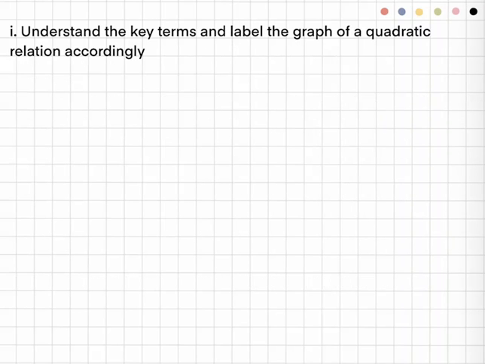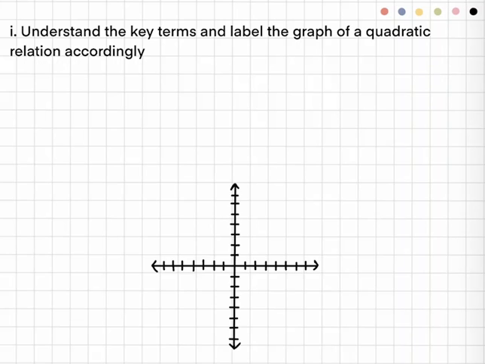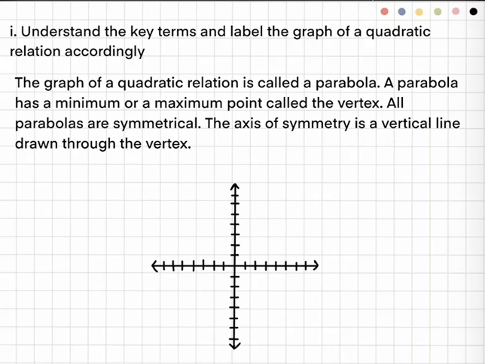Let's start with our first learning goal here. What I want you to do is to be able to understand some of the key terms that we were talking about in the previous section of this video. So let's put up a rough sketch of a parabola, and let's also put up some of our key terms, more in paragraph form here. So the graph of a quadratic relation is called a parabola. A parabola has a minimum or a maximum point called the vertex. All parabolas are symmetrical, and the axis of symmetry is a vertical line drawn through the vertex.